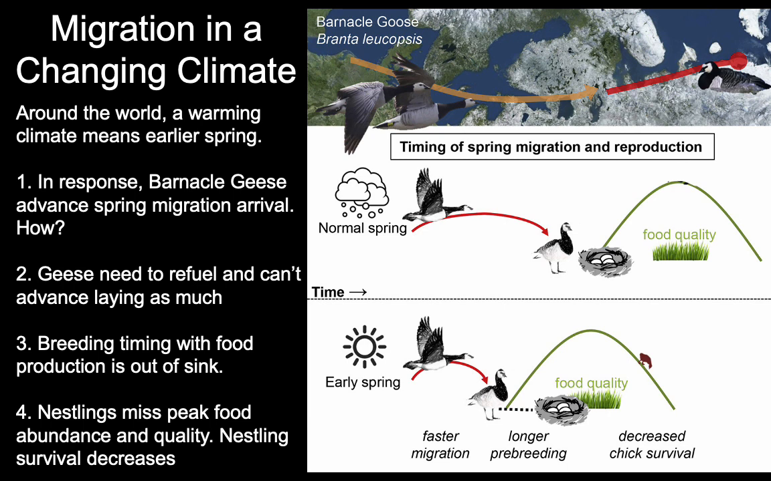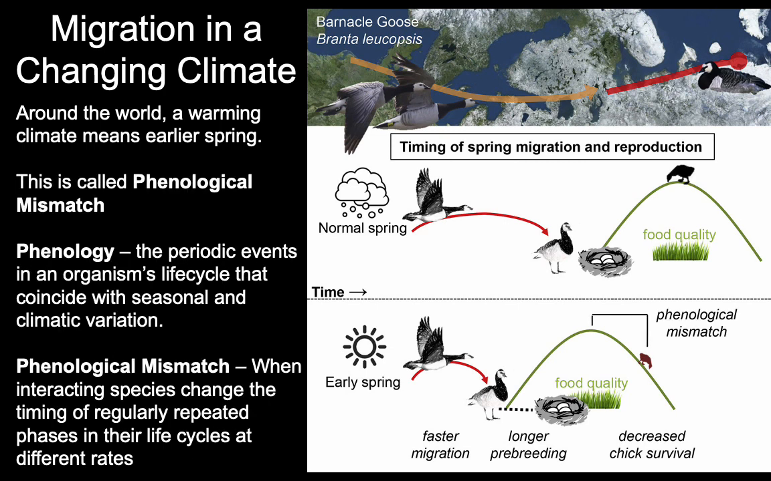So the nestlings miss peak food abundance and quality, most of them. And the survival of nestlings decreases because there just aren't as many calories for them during this period. And so what we call this is phenological mismatch. Phenology is the study of periodic events in an organism's life cycle that coincide with seasonal and climate variation.